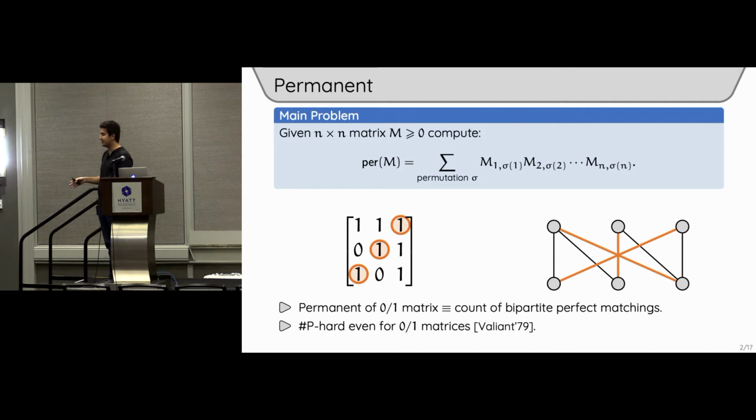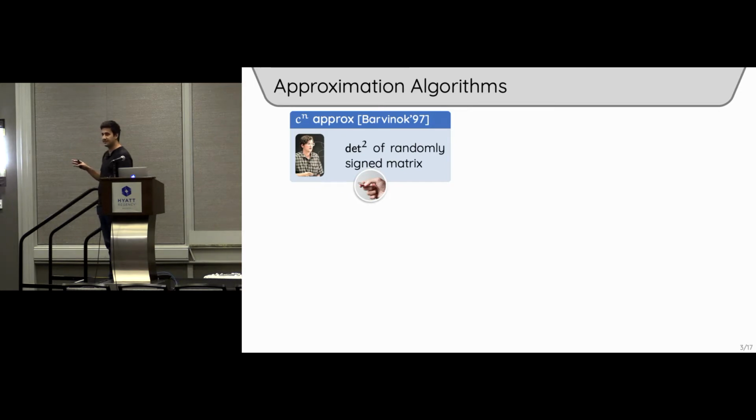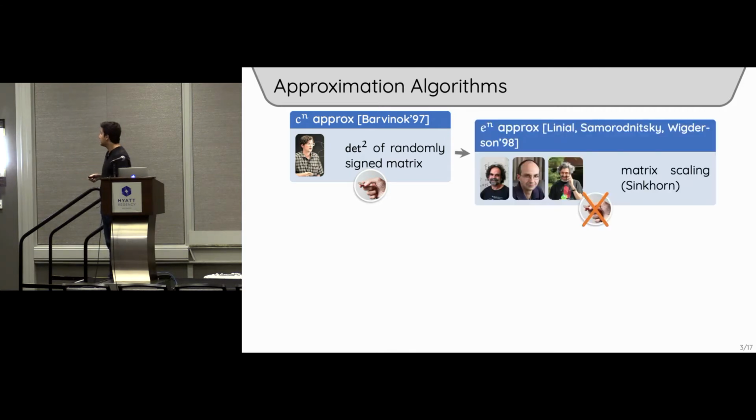Even for 0-1 matrices, this is a sharp P-hard problem, so we are not talking about exact computation. The natural thing to ask for is approximate solutions. Let me tell you a somewhat incomplete history of what we know about approximations of this problem. Perhaps the first non-trivial approximation was designed by Barvinok, who designed a randomized unbiased estimator of the permanent by building a random matrix with random signed entries, and taking the determinant squared of that matrix. He showed, by bounding the variance, that this estimator with high probability gives you a constant to the n approximation. Just one year later, Linial, Samorodnitsky, and Wigderson got a deterministic algorithm that achieved a constant to the n approximation. They did this by matrix scaling. I'll tell you what matrix scaling is later on.